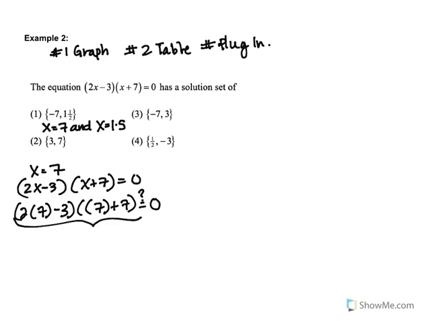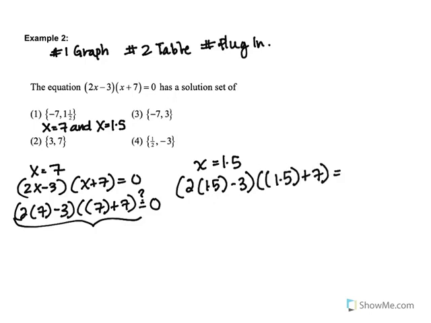Then I'm going to go ahead and check whether 1.5 is a solution. So I would have 2, parentheses 1.5, minus 3, parentheses 1.5, plus 7. And again, I'm checking to see, does that give me 0? When I put this in the calculator, does that give me 0? So I'm only going to set it up for you guys.